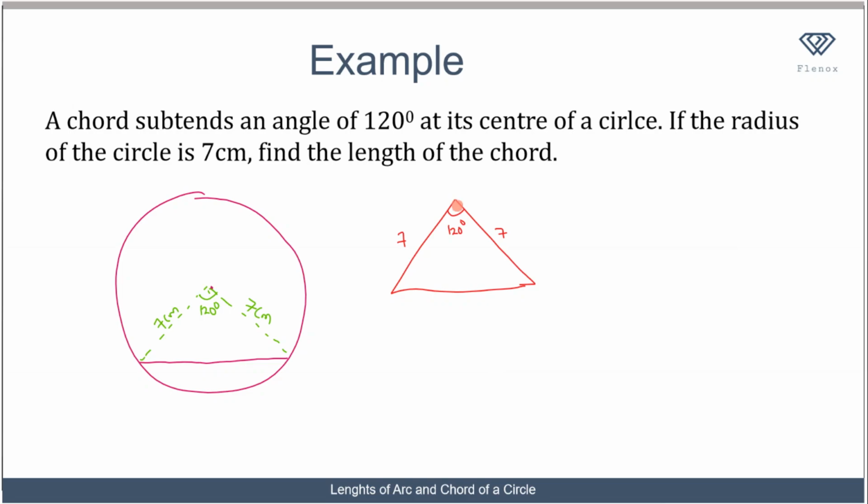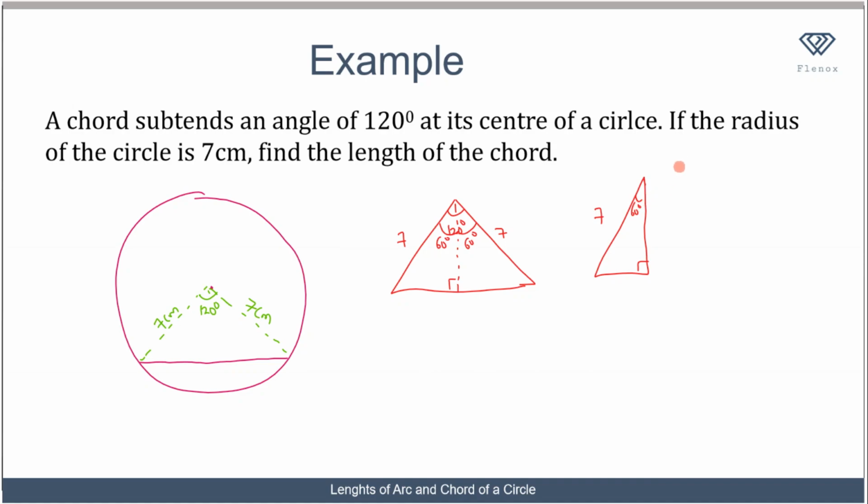Now if I draw a line perpendicular, or straight down, to this chord, I have a right angle, and the angle here will be divided equally. So this angle in this section will be 60 degrees, and this angle in this section will be 60 degrees. Now if I take out one of those sections, I will have 60 degrees over here. Now I have a right angle triangle, and here is 7.